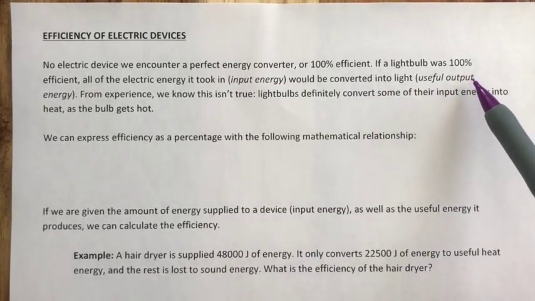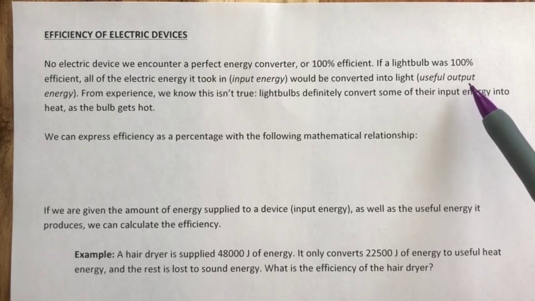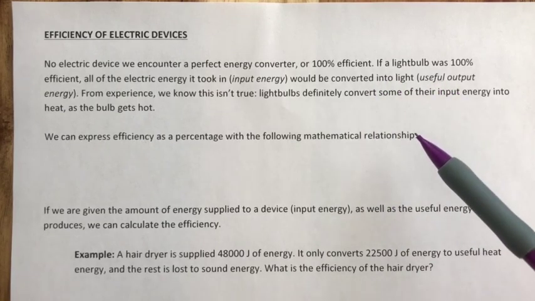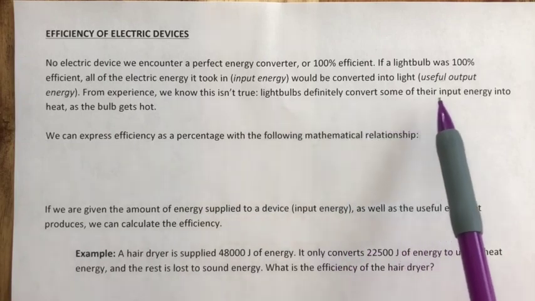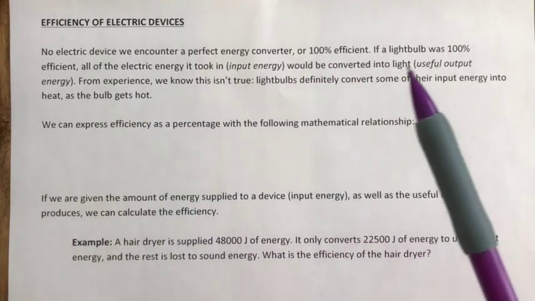Because there's other output energies as well. Usually when you turn a light bulb on, there's a tiny little bit of sound. There's a bunch of heat, right? So those are also output energies, but they're not useful. It's not what the device is actually designed to do. So only the light is the useful output energy. From experience, we know that this isn't true. Light bulbs definitely convert some of their input energy into heat as the bulb gets hot.